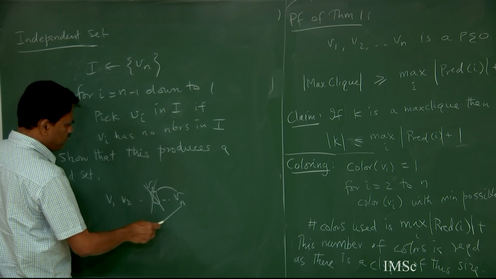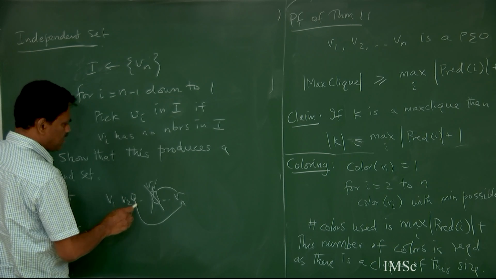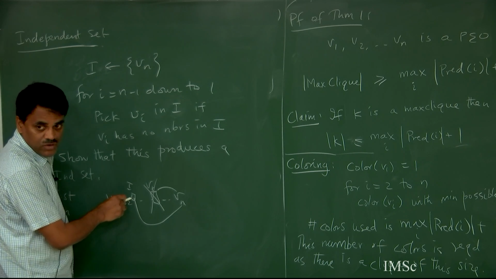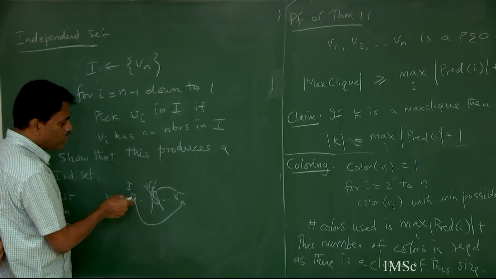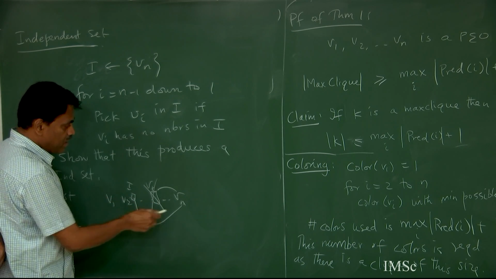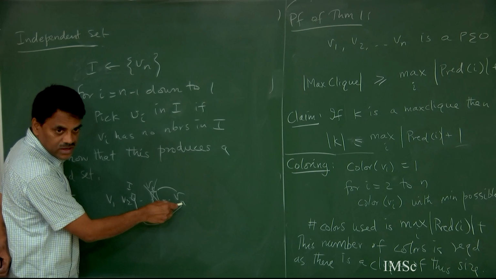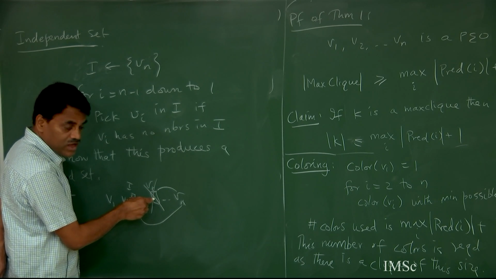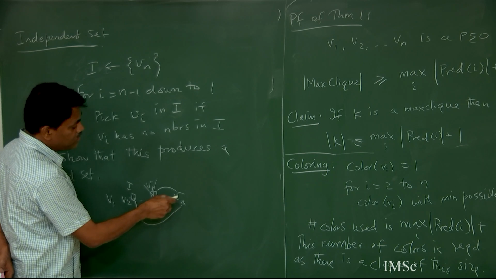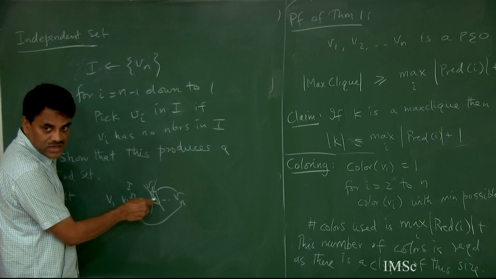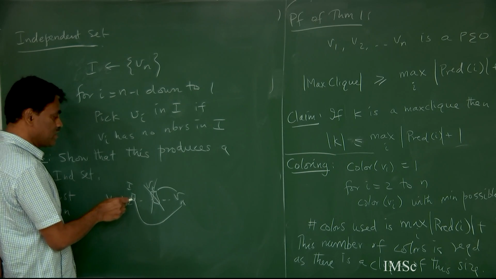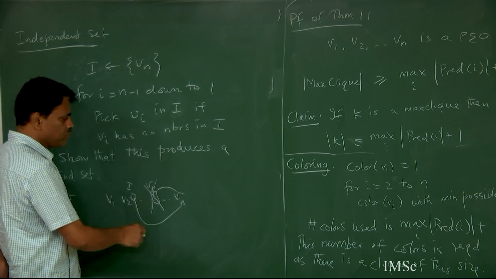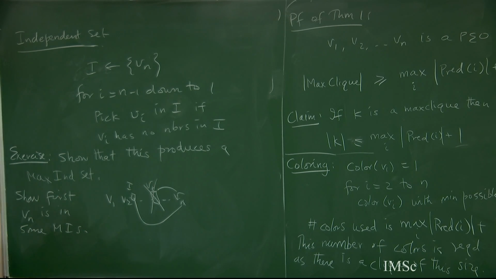Because maybe Vn was adjacent to some other vertex here, which is in the independent set, and so I have a problem. But then Vk should have been also adjacent to that, because remember the predecessors of Vn form a clique. Predecessors of Vn form a clique, and Vn is adjacent to Vk. So that means all the neighbors of Vn, Vk should also be adjacent. Since this vertex was in the independent set and Vk was not adjacent, Vn is also not adjacent. So I can safely remove Vk and add Vn into my solution, if there is an edge VnVk.